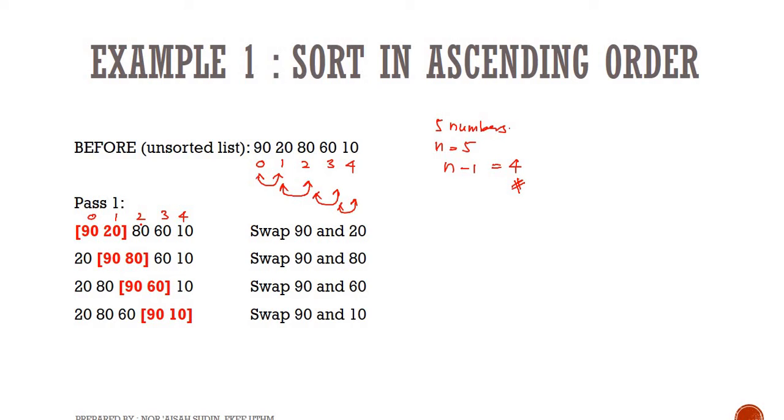Now we compare again between index 2 and index 3. Again, we need to swap the numbers because 90 is greater than 60. And for the last comparison, we need to swap between 90 and 10. Now 90 becomes the highest number in the list. However, as you can see here, the list is still unsorted, so we need to move to pass 2.